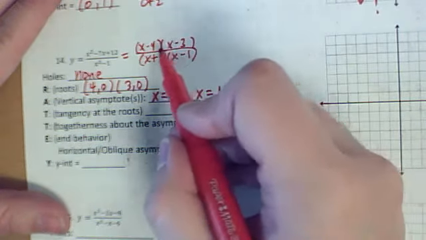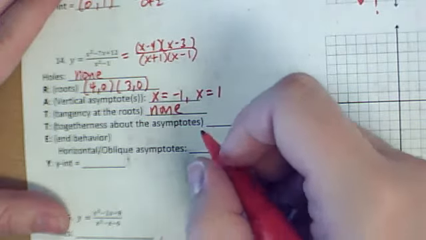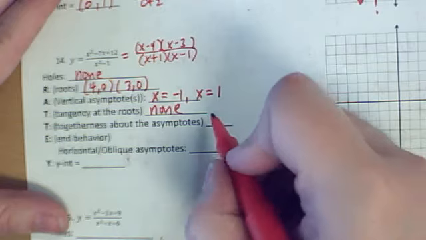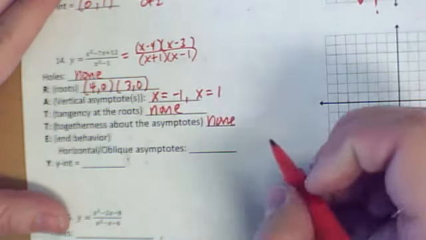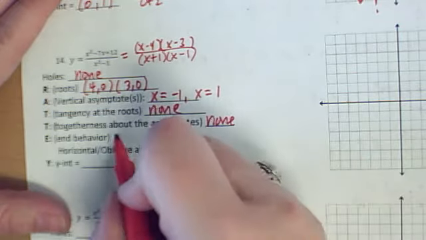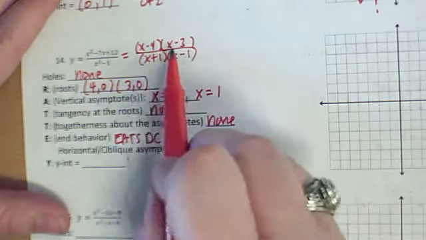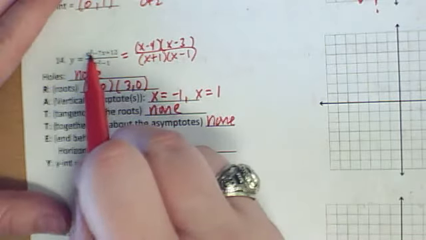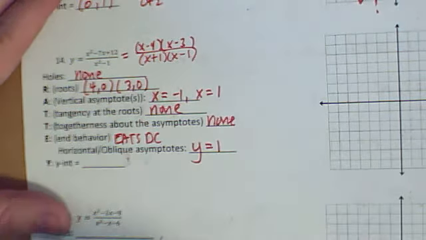Tangency: neither of those factors is squared, so there is no tangency, so that means it goes straight through the roots. Togetherness: neither of those factors on the bottom has a square. Horizontal asymptote: this one is EBDC. If we look at this factor, there are 2 x squared up here. If we look at the original, they're both x squared. If I divide the coefficients, I get 1.